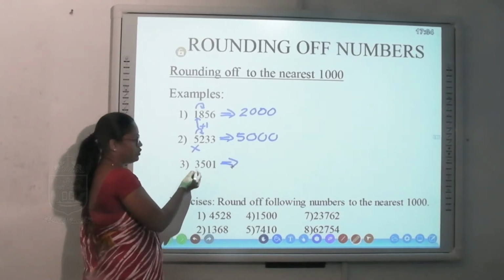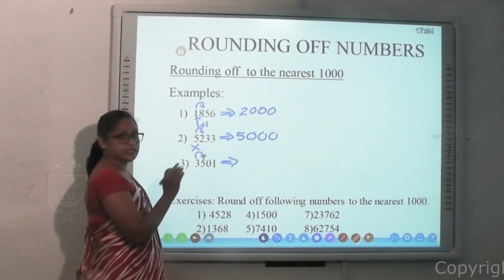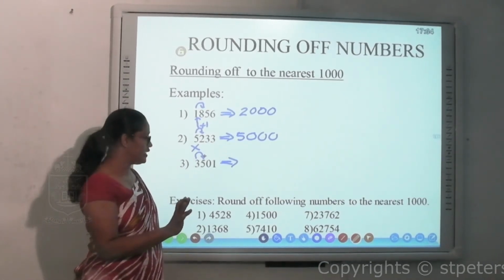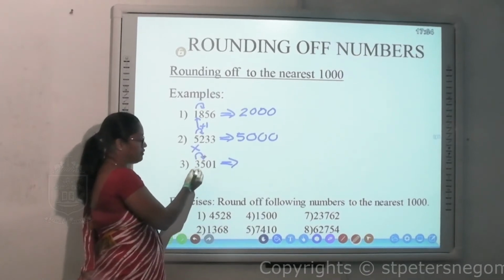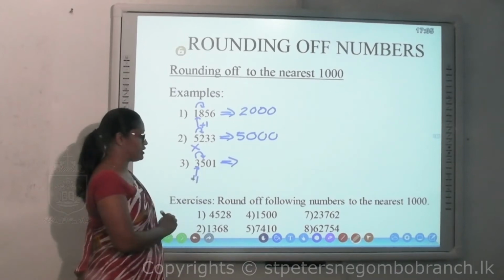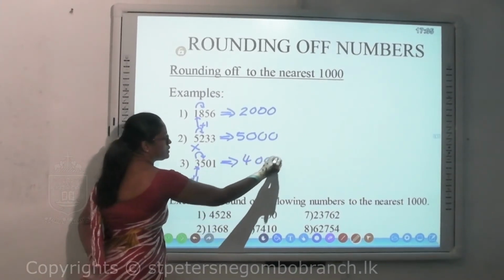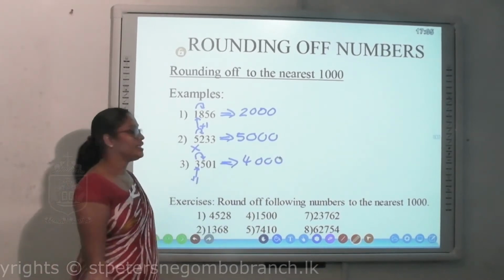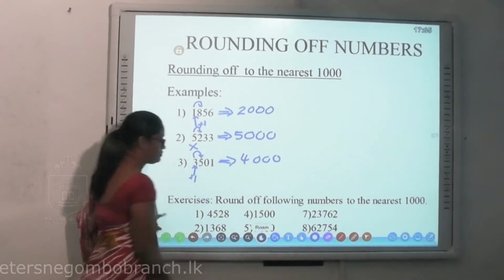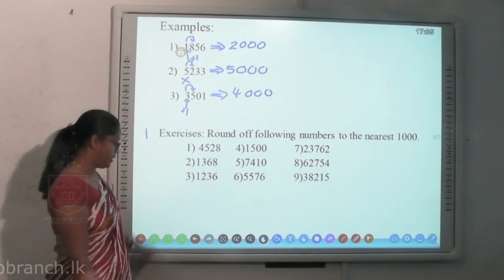The last one, same thing: the 1000 place, and then look at the 100th place. It is exactly 5. As per the condition, 5 or greater than 5, I said. Therefore this is 5, that means I will add 1 to this 1000th place. So this will be 4. So the answer will be 4000. So very easy. This is the way you have to follow. And then try these exercises by yourself.